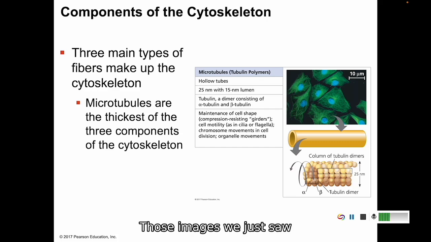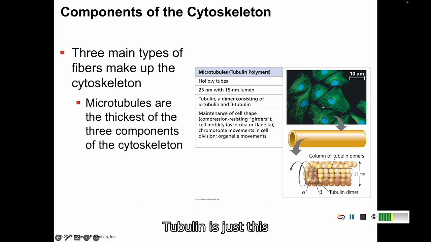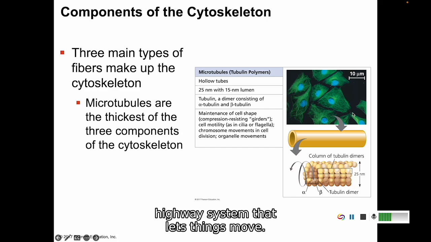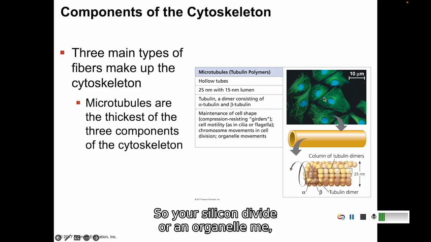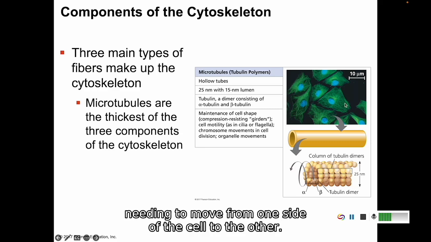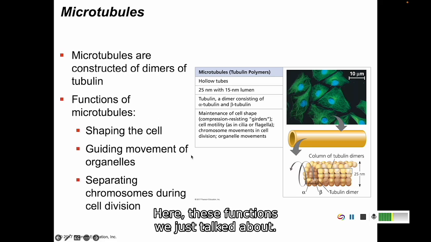So those images we just saw where things were moving from one side of the cell, tubulin is kind of just this highway system that lets things move, whether it's chromosomes needing to move to opposite sides so your cell can divide, or an organelle needing to move from one side of the cell to the other. Again, microtubules are made of tubulin. Here are these functions we just talked about.